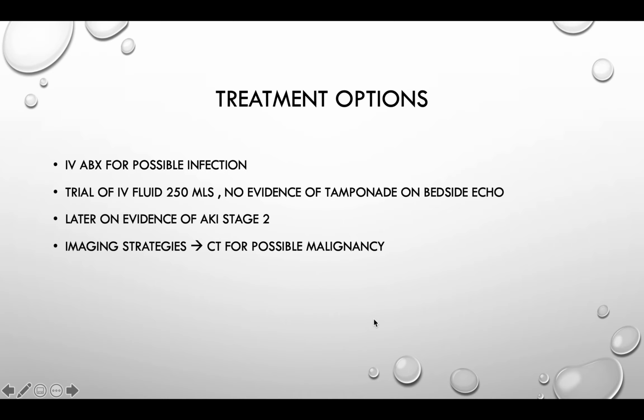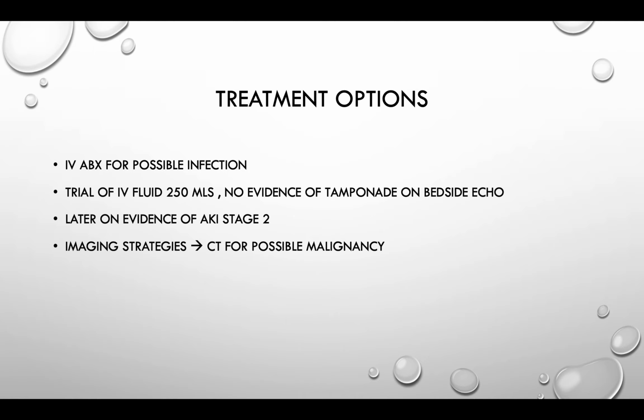Treatment options for her. So we gave her IV antibiotics for possible infection. Markers of infection were raised. Although there was a decent amount of pericardial effusion, there was no evidence of actual tamponade. So we tried 250 of fluid boluses, which actually helped. Later on, there was evidence of AKI stage 2 on the blood test, which meant that we needed to be quite careful in terms of what diuretic to give and the amount of fluid that we're going to give her.